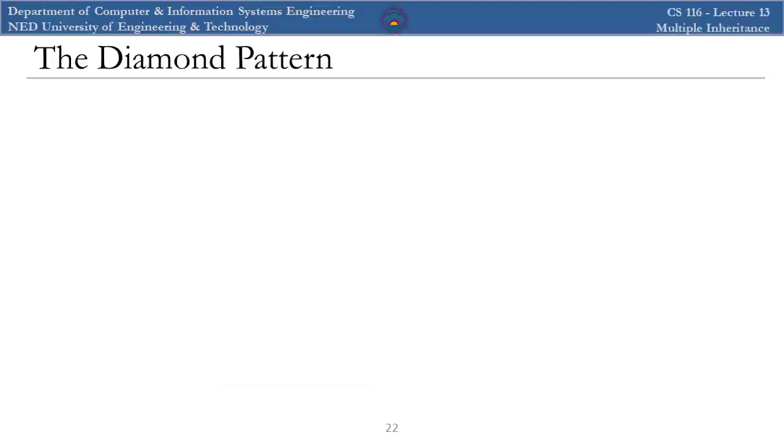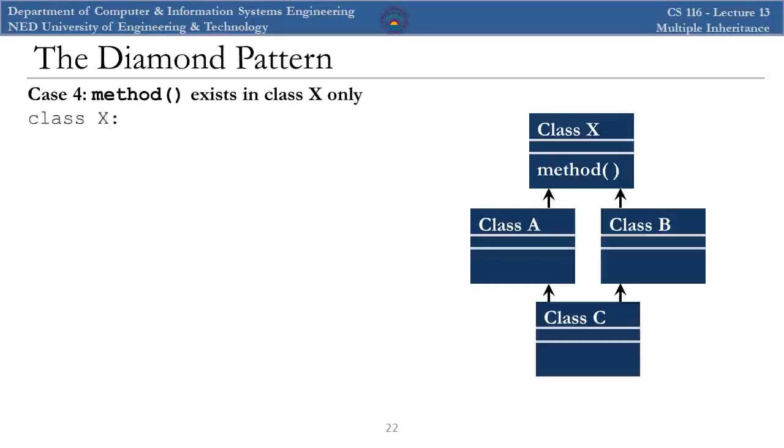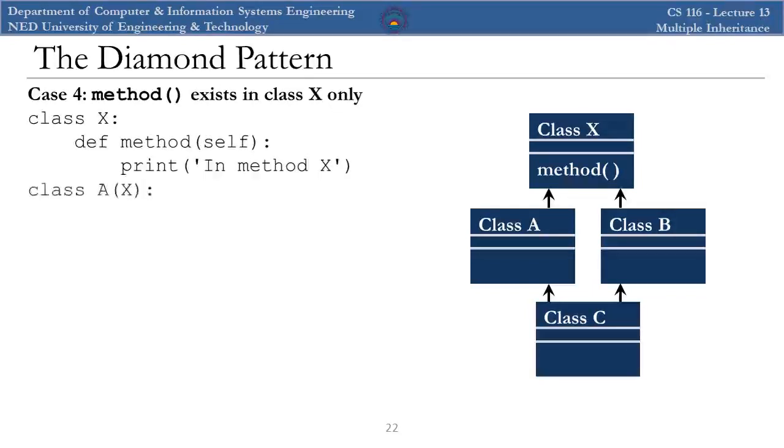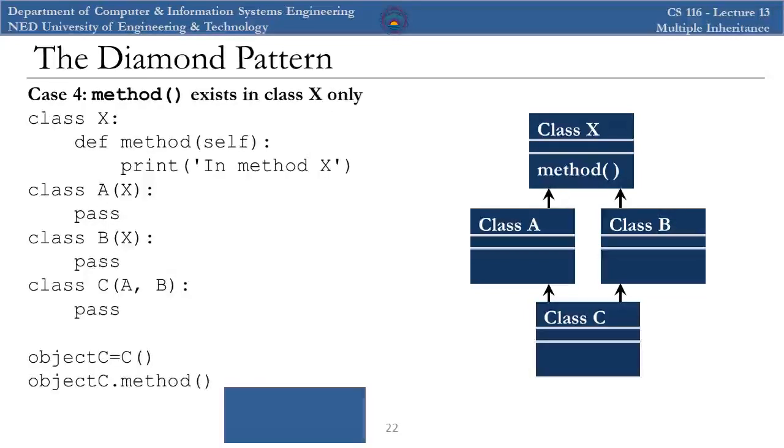I feel I don't need to explain this case 4 now. So this is here just for the sake of completion. Now the method exists in only class X, and that will be executed.